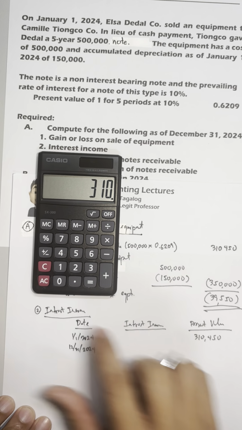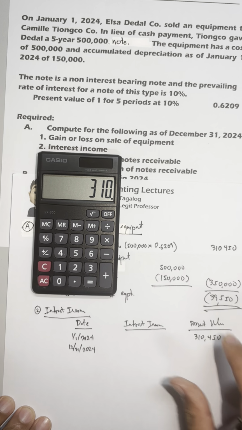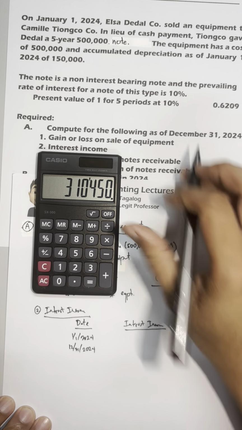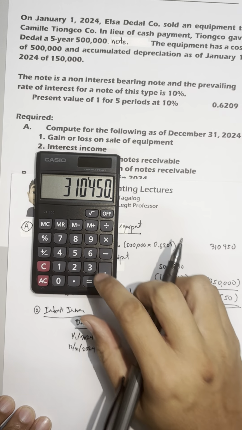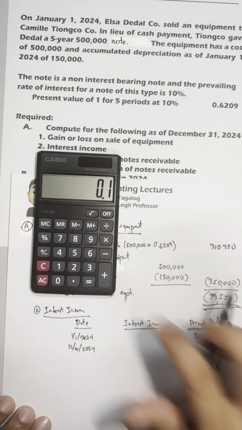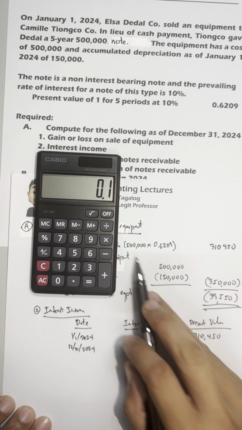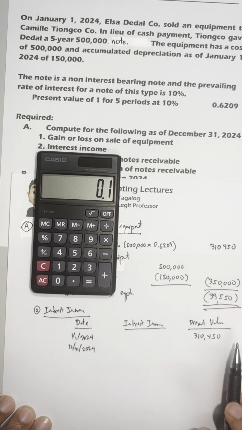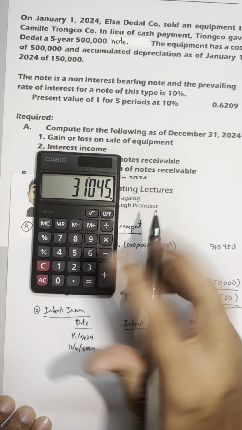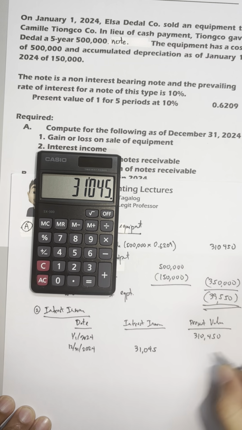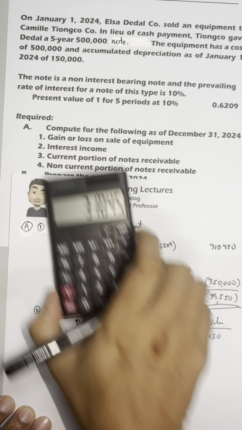So therefore, the present value amount of 310,450 will be multiplied by the rate, which is 10%. Okay? Kasi yun daw yung kanyang interest talaga. Dahil ito naman talaga yung totoong value ng note, nasa loob yung interest, yung difference ng 500,000 at 310,450. Okay? So again, the interest for 1 year is 31,045. Ganun yung process. Okay? And then discount yan.